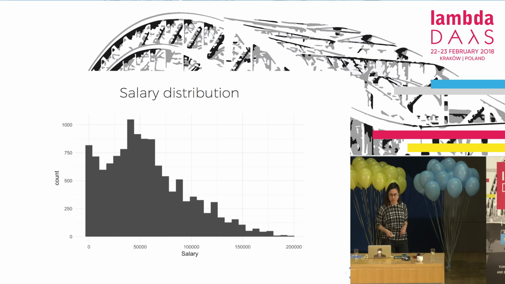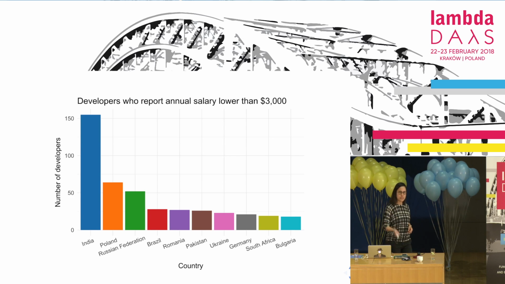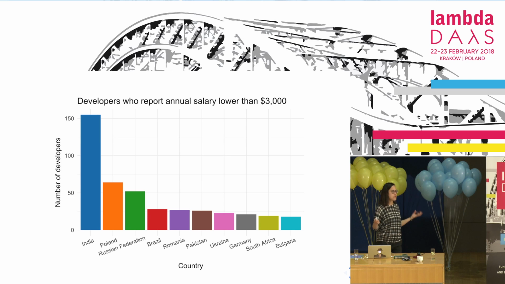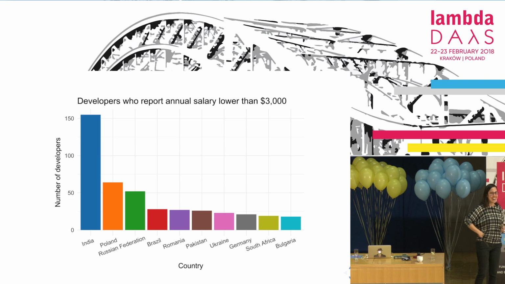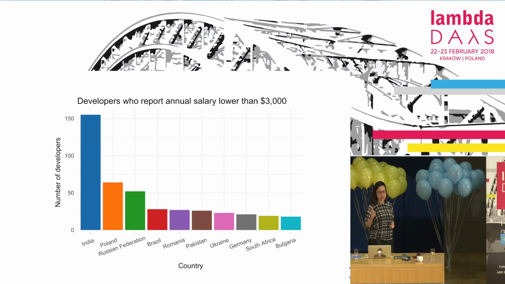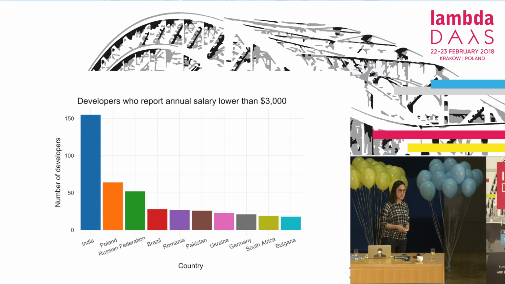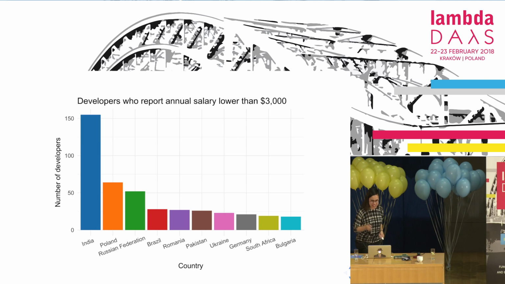So I split it based on some countries, and I looked at countries where developers report very low salaries, the ones around zero. The most common ones are from India. That sort of makes sense, unfortunately, because in India the pays are not that large. But the second one is Poland. What's happening? Do you guys earn very little? But these are developers who report their annual salary below $3,000. That's very little. You wouldn't be able to live in Poland on such a salary. I'm from the Czech Republic, and the salaries are similar, so I can imagine. And the third, where developers report very low salaries, is Russia, and then Brazil, Romania, Pakistan, Ukraine, and Germany.